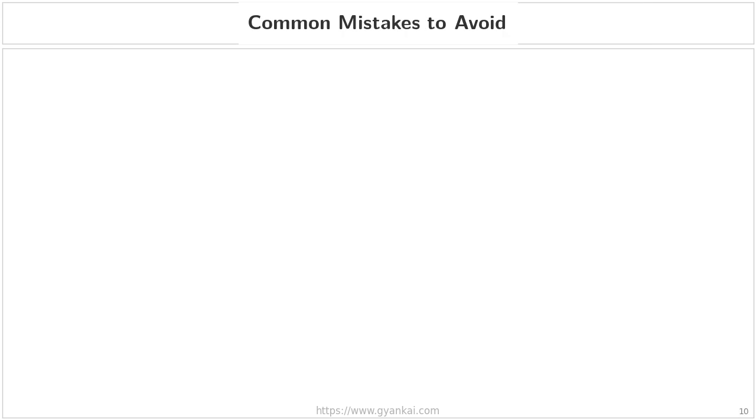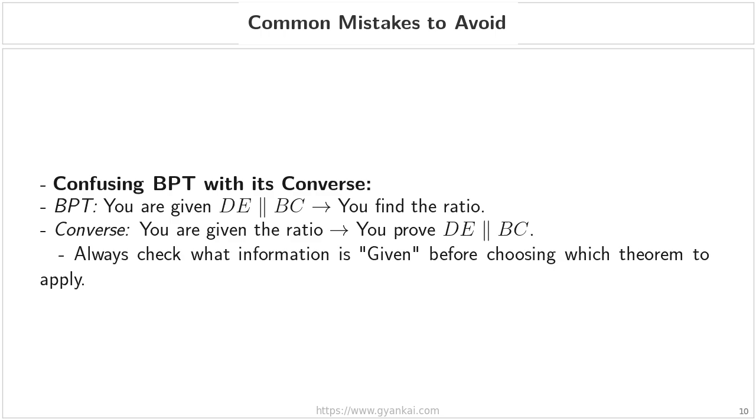Common mistakes to avoid. First, please be careful not to confuse the basic proportionality theorem with its converse. Think of it this way. In the original BPT we studied previously, you are starting with the knowledge that line DE is parallel to BC, and your goal is to find the ratio of the segments.